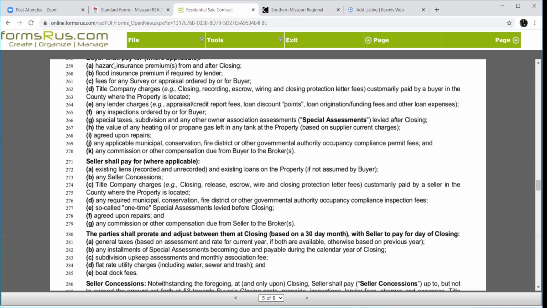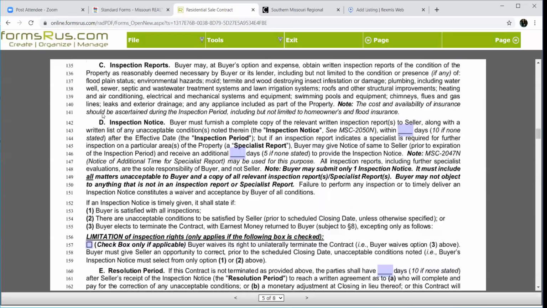These up here are the items that our buyer is going to be expected to pay. These are the items the seller is expected to pay. And these are the items that they would split 50-50 or whatever the time period of the year is. So the seller is going to be paying these items anyway. If we ask for concessions, then we're covering the buyer's expenses up there.